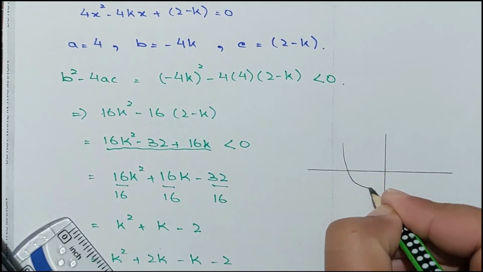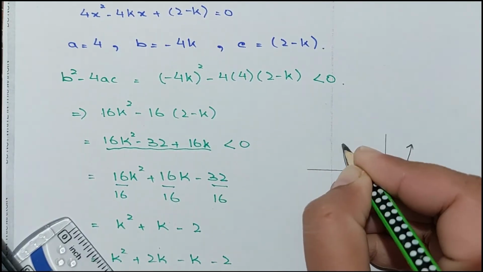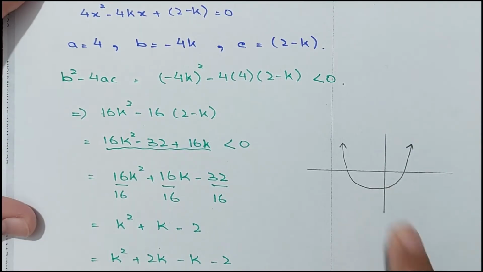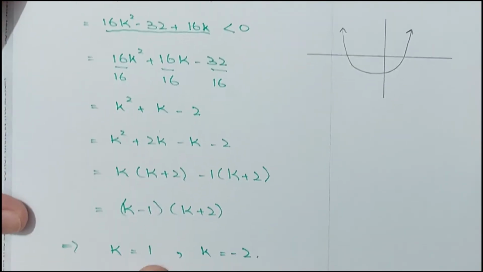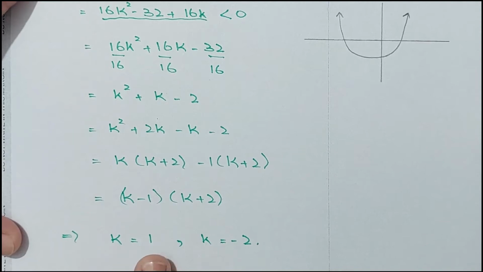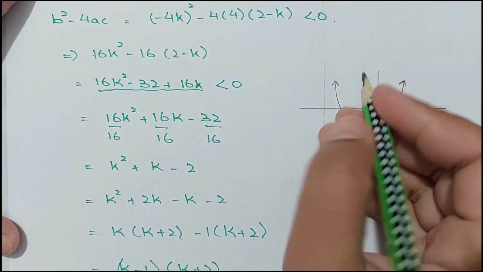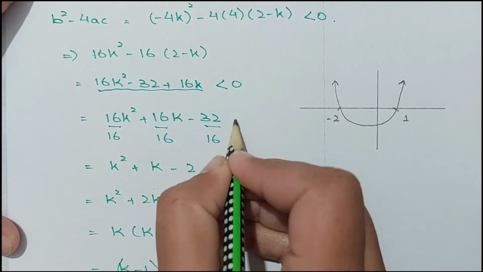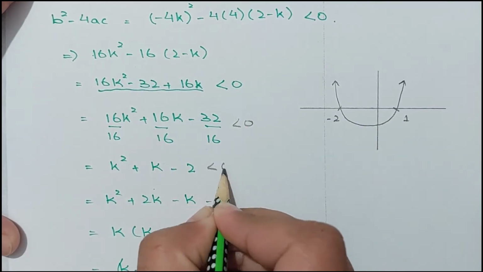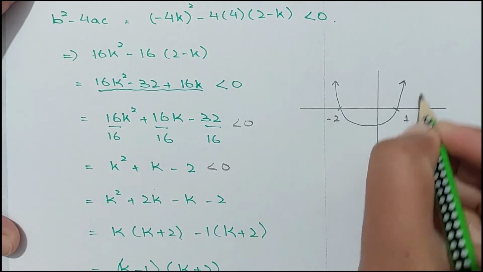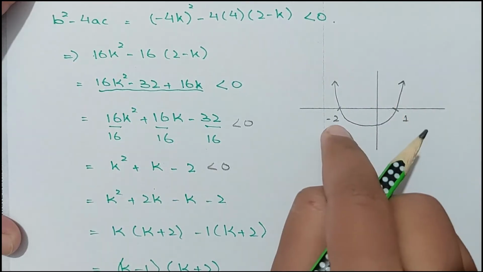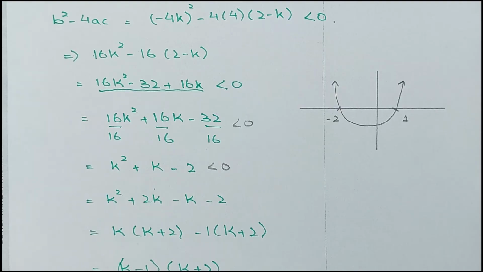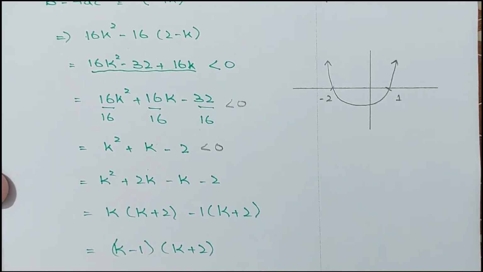So this is the shape of the parabola. As you can see, its opening is upward because the k squared coefficient is positive over here. Now the zeros are 1 and minus 2. This is minus 2 and this value is 1. This is less than 0. This is less than 0. When this curve is less than 0, it is less than 0 when the k values are between minus 2 and 1. So these are the values of k when it has no solution.